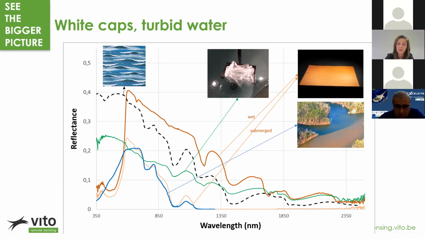Another example is you can see a wet placemat in light orange, and you can see a turbid water spectrum in blue. And also there you can see these are very, very similar, which shows how difficult it is to identify plastics purely based on spectral information.